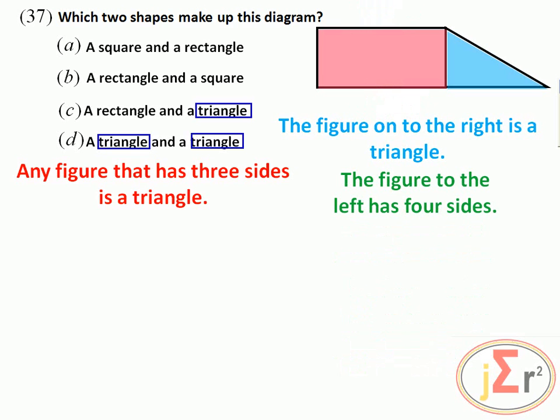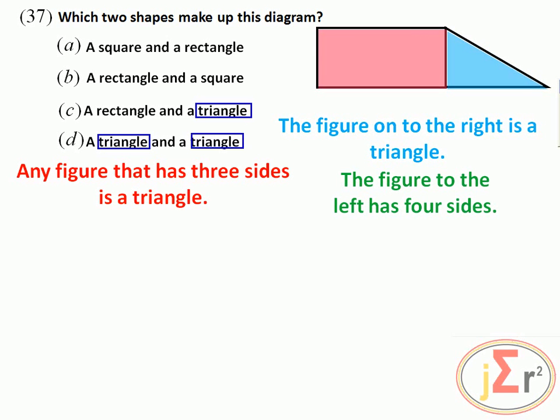The figure to the left has how many sides? 4. 4 sides. And as a matter of fact, what is that shape? A rectangle. Now, if a shape has 4 sides, that does not make it a rectangle. But we will take a look at the special features of a rectangle so that we just do not say a rectangle and a triangle. Option C is correct, and then we just move merrily along.